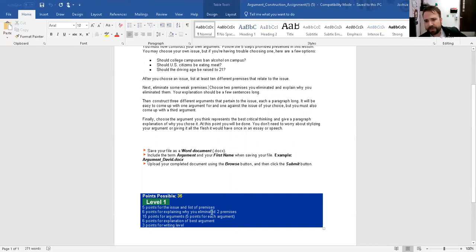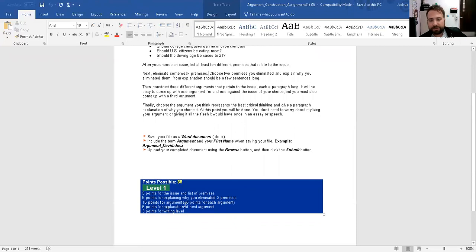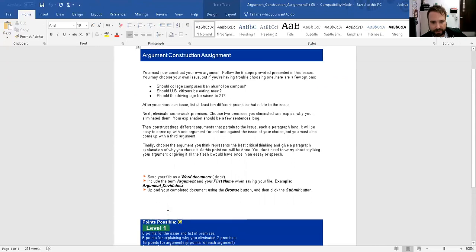6 points for explaining why you eliminated your 2 premises. 15 points for your argumentative paragraphs, 5 for each argument. 6 points for that final paragraph that's like, this is the best argument because, and then 3 points for writing level.